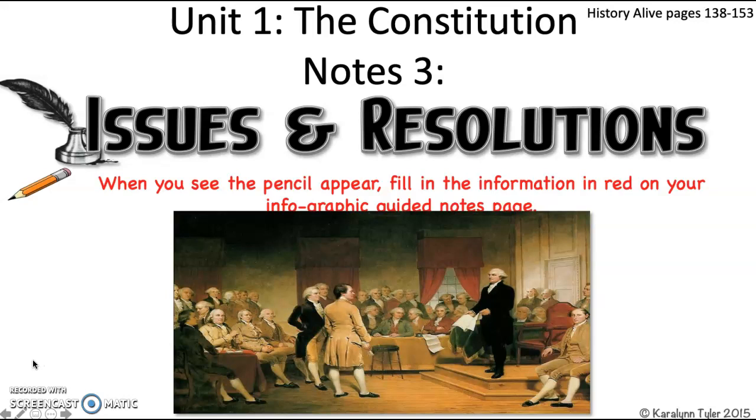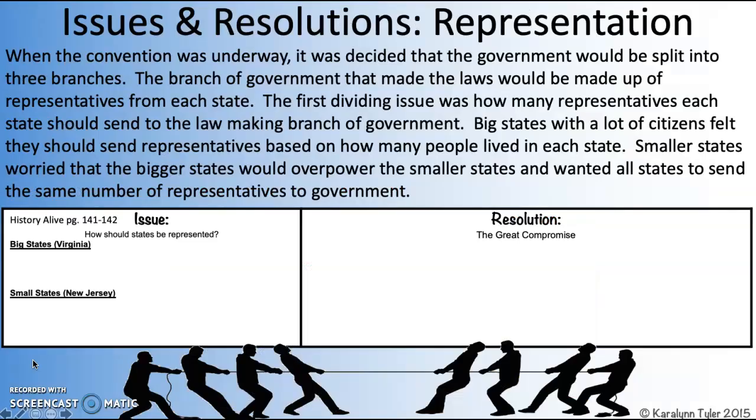Today we are going through Unit 1, Notes 3. We're going to talk about the different issues that the framers of the Constitution came across as they began to write the Constitution and some of the compromises and resolutions that they came to in order to move forward. In your notes packet you should be on Notes 3 for Unit 1.